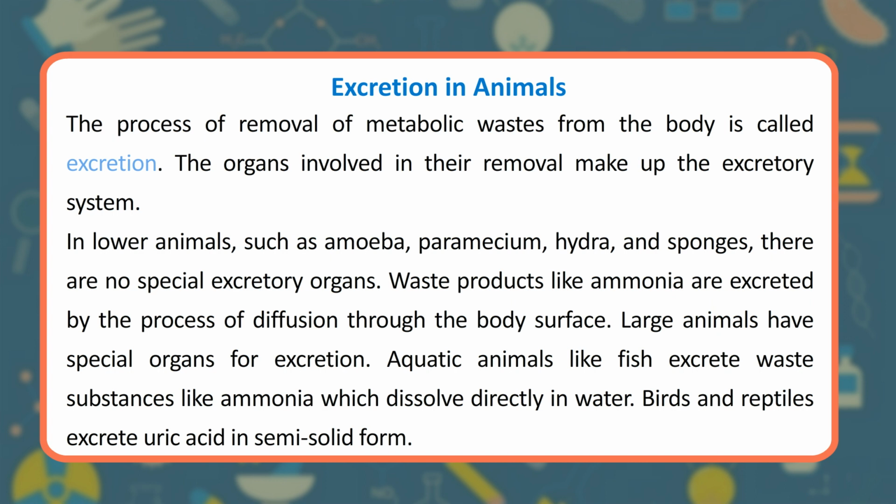In lower animals, such as amoeba, paramecium, hydra, and sponges, there are no special excretory organs. Waste products like ammonia are excreted by the process of diffusion through the body surface. Large animals have special organs for excretion. Aquatic animals like fish excrete waste substances like ammonia which dissolve directly in water. Birds and reptiles excrete uric acid in semi-solid form.